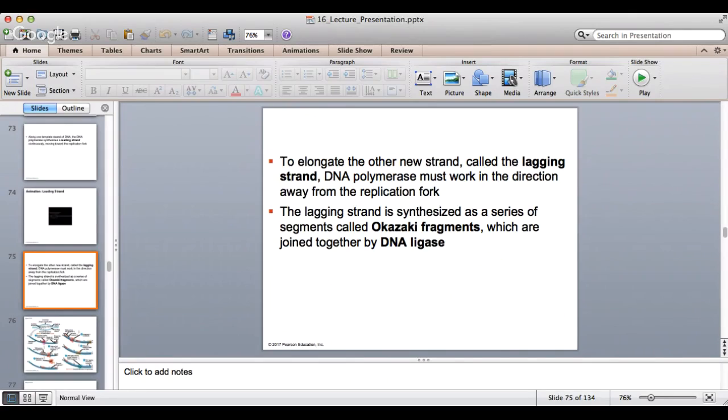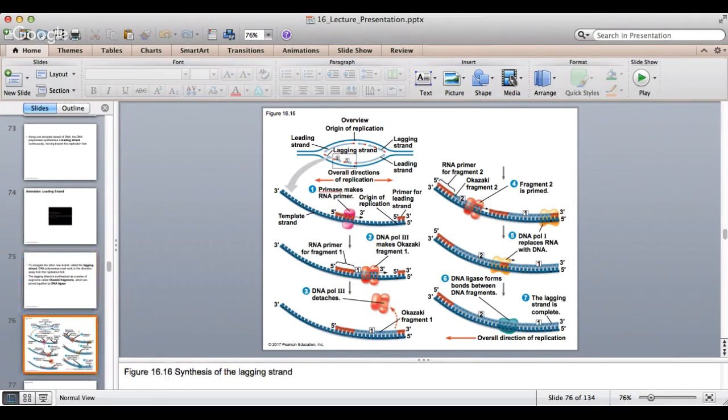Now we're going to create Okazaki fragments and we're going to glue them together. So instead of doing it in one long continuous strand in the direction towards the replication fork, we're going to go in the other direction. We're going to make little chunks until we have to stop, take a breath, and then we're going to glue them all together. This is a really complicated picture. You guys, a picture is worth 1,000 words. Just go step by step, right?